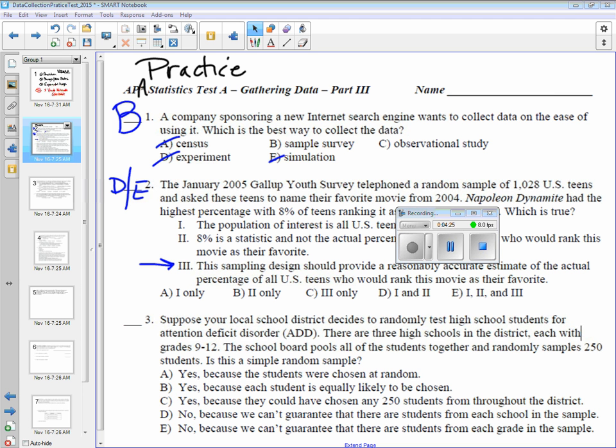And I venture to say that you probably said either B, if you got it wrong, you chose B rather than C. Is that true? Okay. So let's talk about SRS.